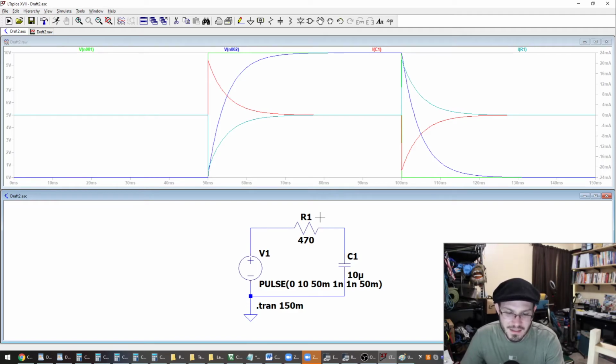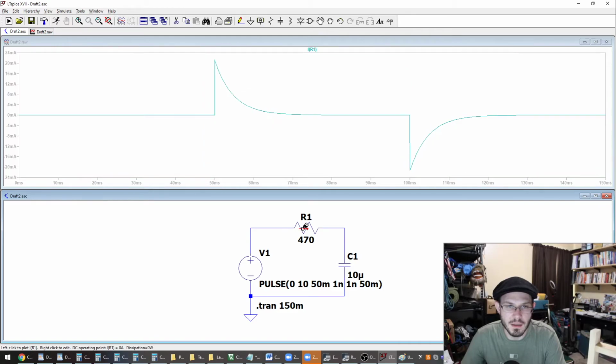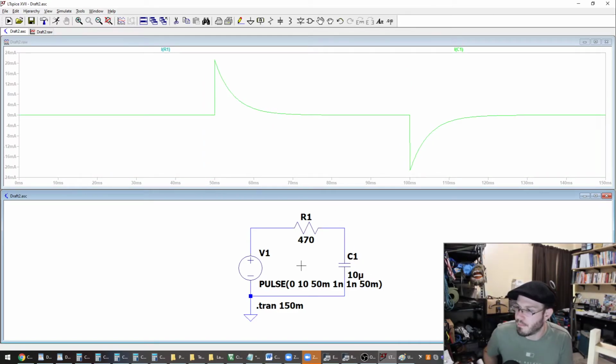LTSpice does this. If I really want to, I can go ahead and grab my resistor, hit Control R twice to turn it the other way. Simulate, run. And now those two are the same. Okay, so the current is the same through all elements of a series circuit. It's never not true.